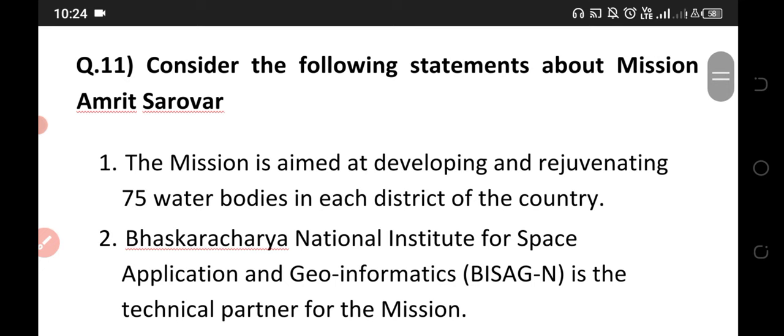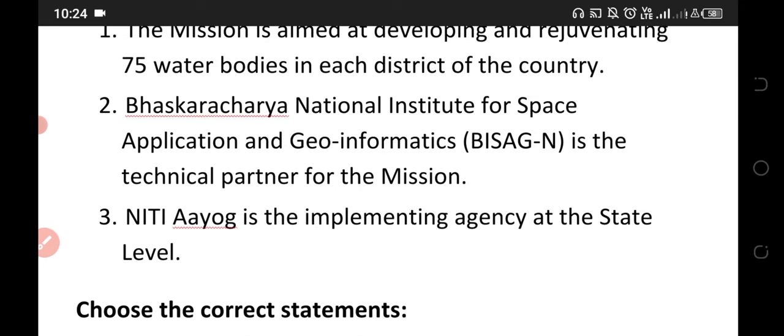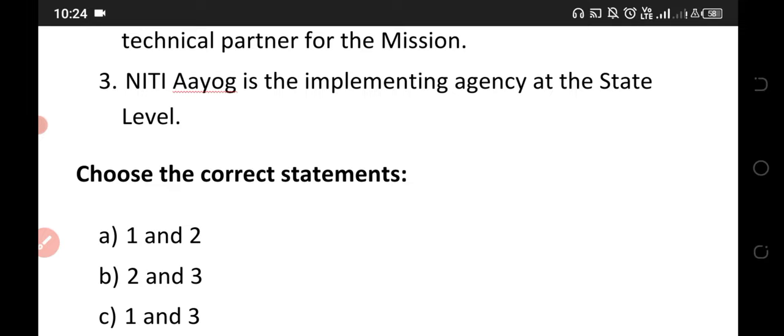Consider the following statements about Mission Amrit Sarovar. Mission Amrit Sarovar is aimed at developing and rejuvenating 75 water bodies in each district of the country. Bhaskaracharya National Institute for Space Application and Geoinformatics, BISAG-N, is the technical partner for this mission. NITI Aayog is the implementing agency at the state level. Which are the correct statements about Amrit Sarovar? Only 1 and 2.